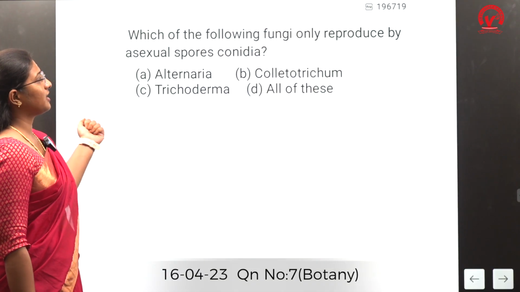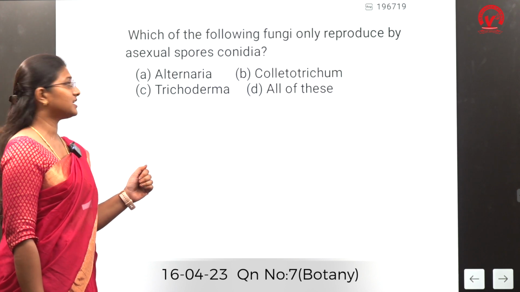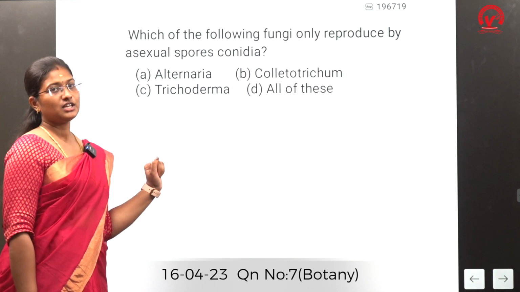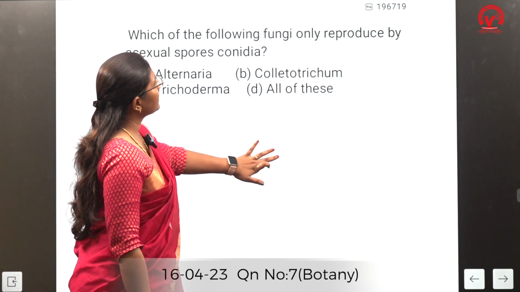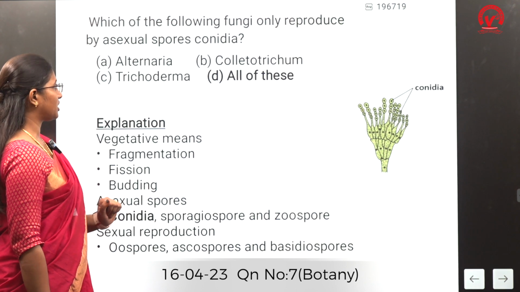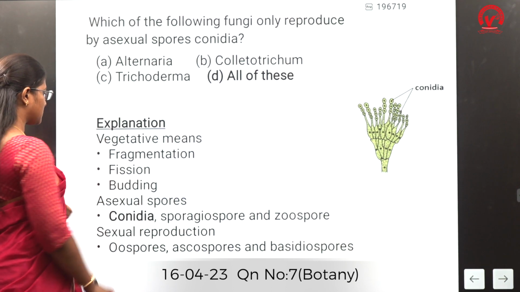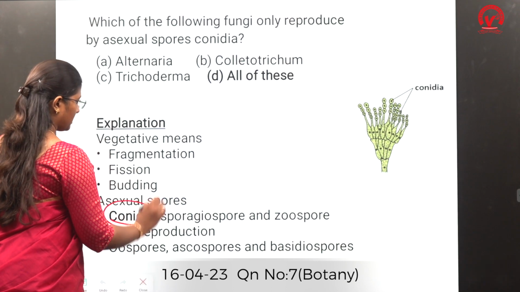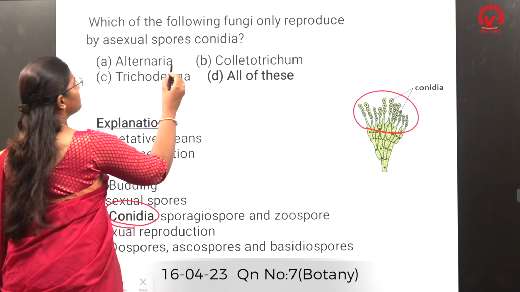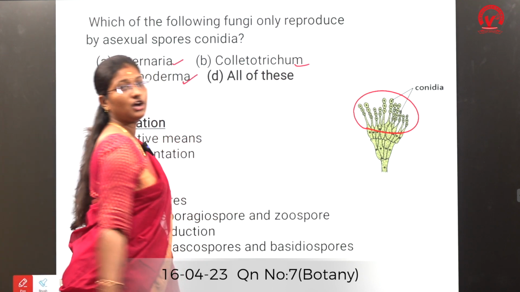Which of the following fungi reproduce only by asexual spores, conidia? The options given here are Alternaria, Colletotrichum, Trichoderma and all of these. We know that fungi reproduce by 3 means: vegetative, asexual and sexual reproduction. In the question they have asked about conidia. It comes under asexual spores. Conidia is the formation of spores on the outer mycelium of fungi. Considering the options given, all these 3 fungi reproduce by formation of conidia.